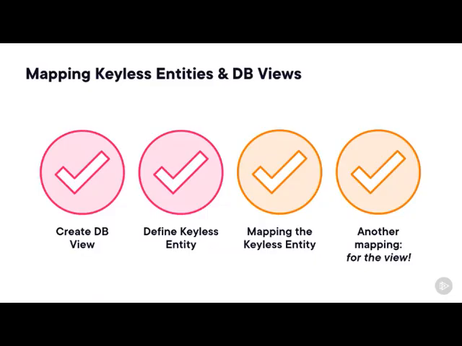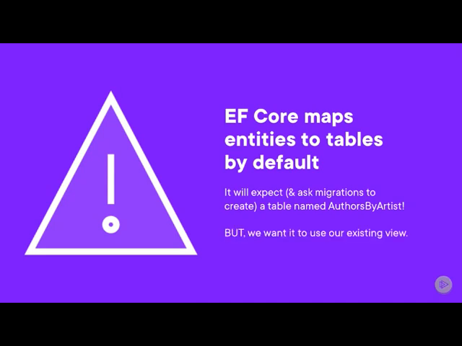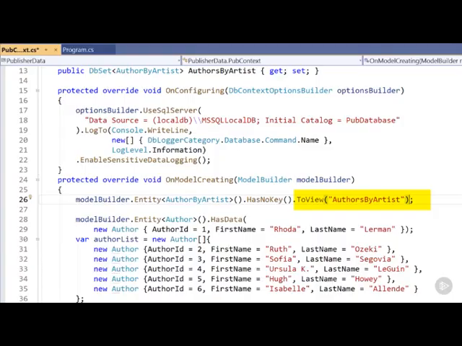But there's another problem which right now is invisible. By default, EF Core maps all entities to tables, and therefore it's going to expect that there's a table called AuthorsByArtist. And if I created a new migration, it would create logic to create that table for me. I definitely don't need that to happen. I already have my AuthorsByArtist view in the database. So what I need to do is explicitly use the ToView mapping with the name of the view, AuthorsByArtist, onto the AuthorByArtist entity.